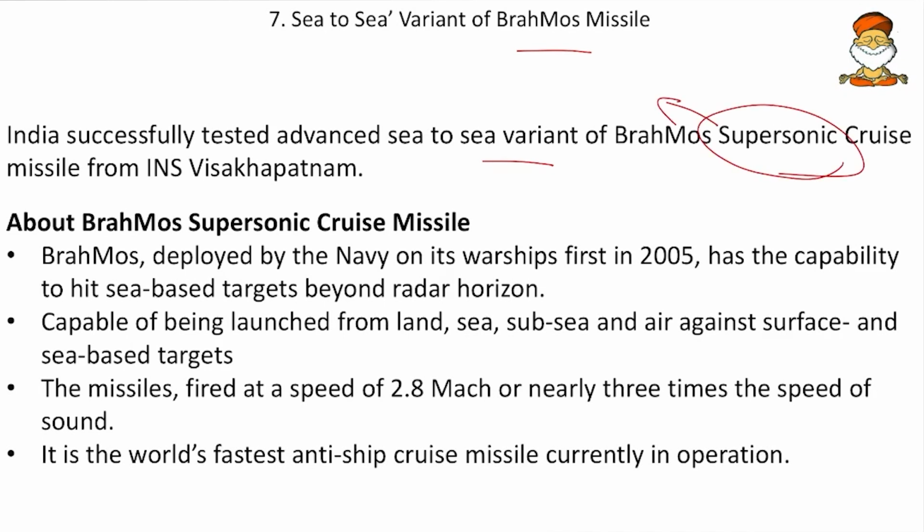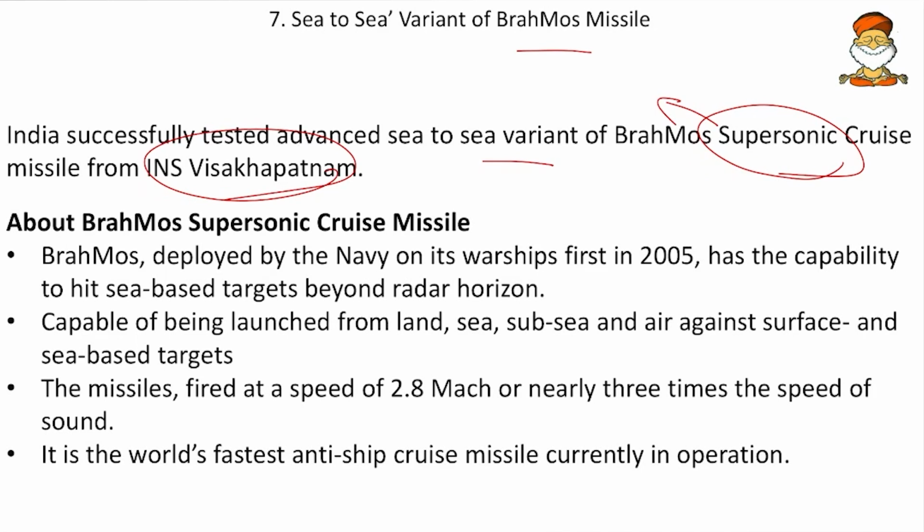So it is supersonic, that means it will move faster than the speed of the sound. And what is hypersonic? It is more than 5 times the speed of the sound, and it is being tested from the INS Visakhapatnam, that is the missile destroyer. Then more about BrahMos supersonic missile.